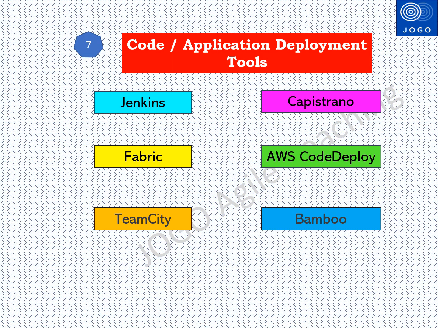Code or application deployment is another activity performed by the Agile teams. This enables the Agile teams to deliver the product quickly to the customers. A few popular tools used for deployment activities are Jenkins, Capistrano, Fabric, AWS CodeDeploy, TeamCity, and Bamboo.